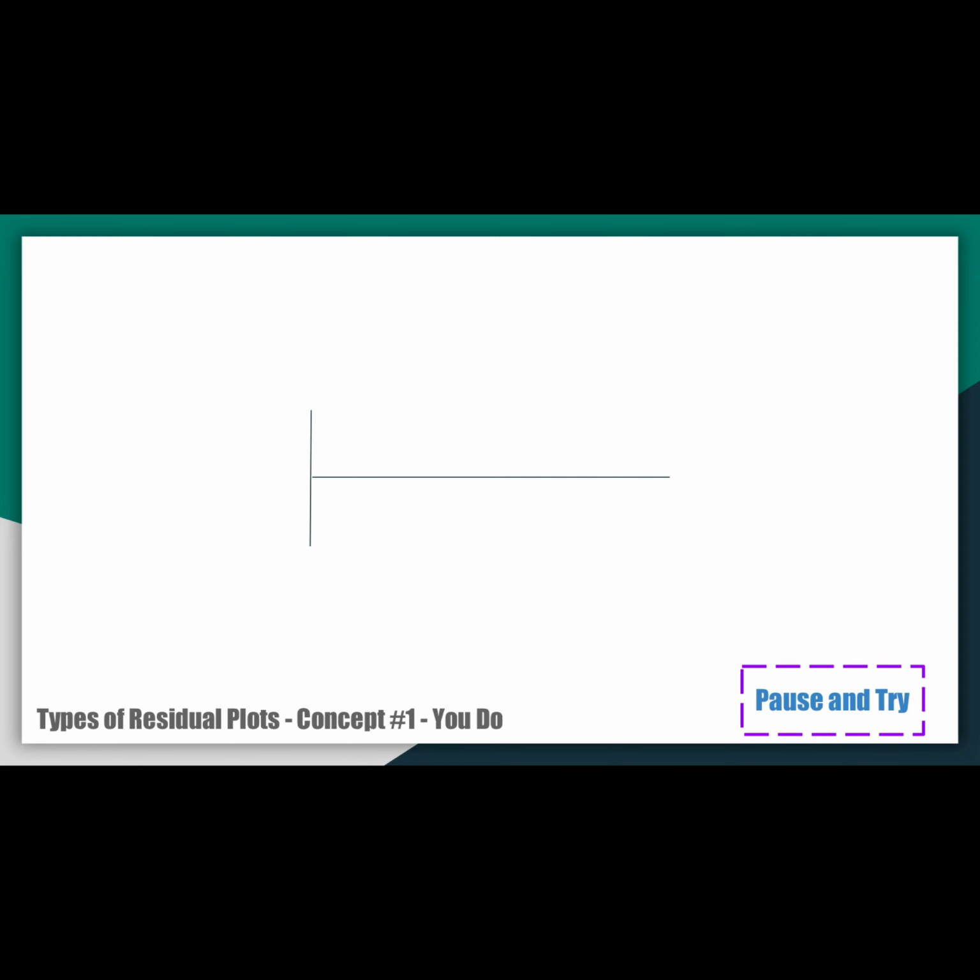All right, here's one for you to try. Obviously, it's blank, so I'm going to put some points in. What would you say this is? Is this a good model, strong fit, good model, weak fit, or a bad model? Why don't you give it a try?